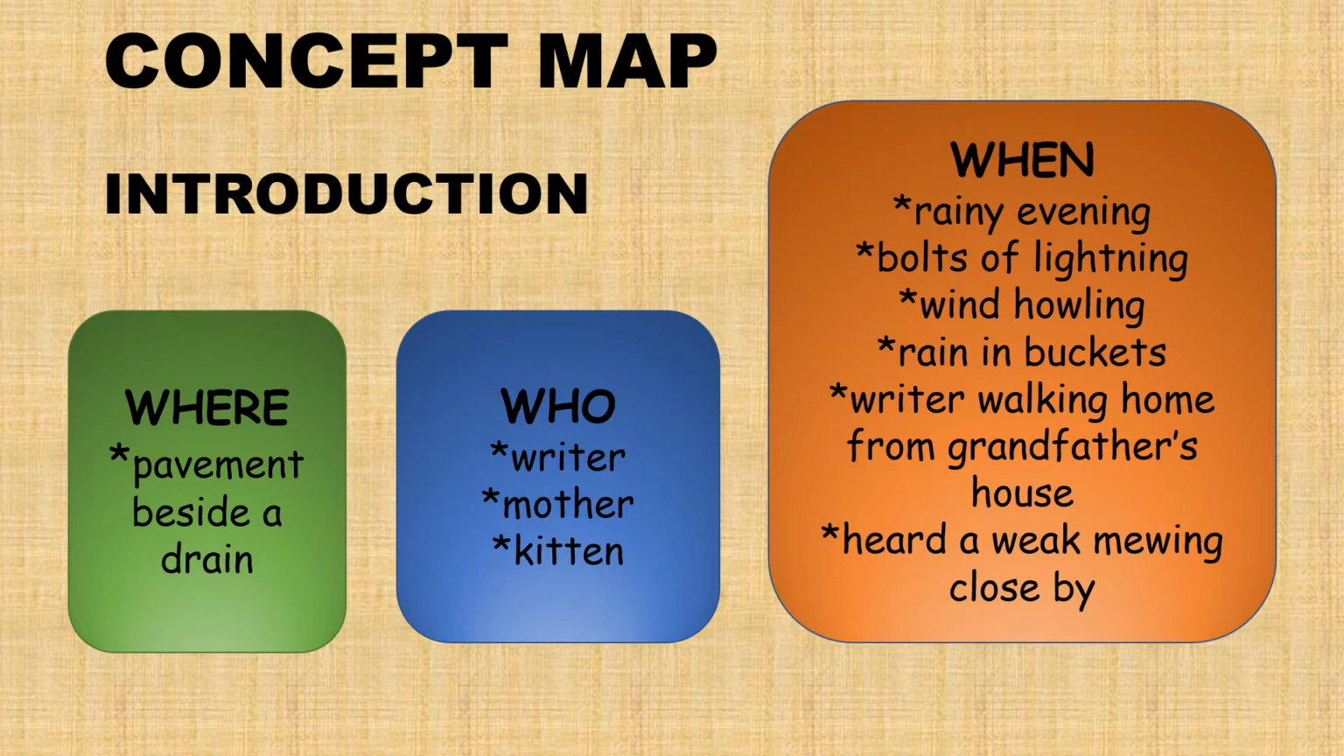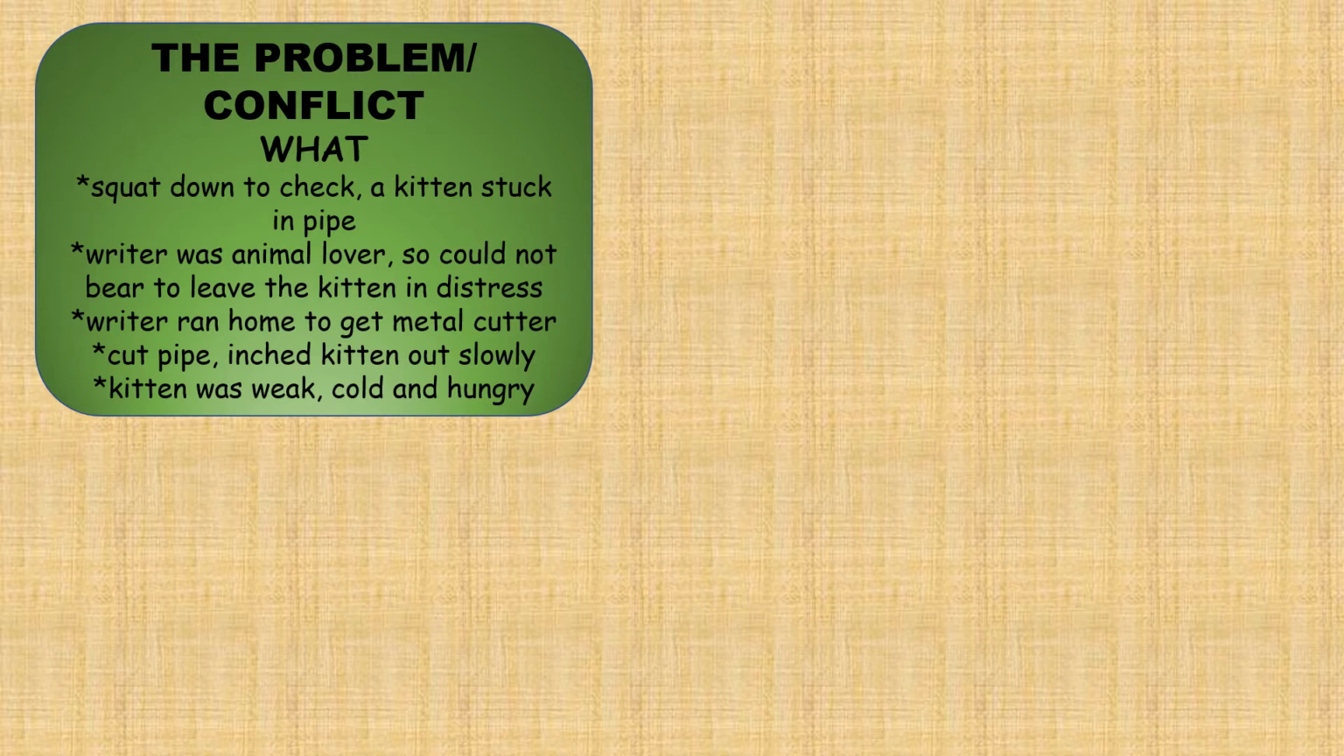Now for the next one in the concept map, it will be the problem or the conflict or the climax of the story. So here, the writer squatted down to check, and the kitten was stuck in the pipe. And the writer was an animal lover, so he could not bear to leave the kitten in distress. And the writer ran home to get a metal cutter. So he cut the pipe and inched the kitten out slowly. Well, during that time when it was inched out, the kitten was weak, cold, and hungry.